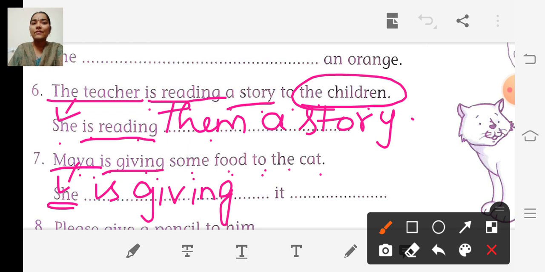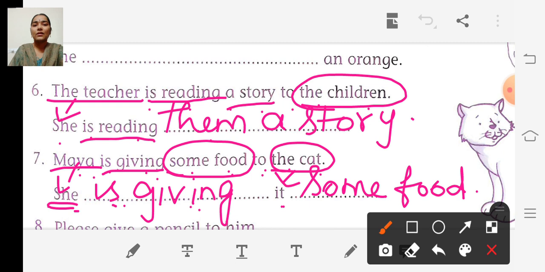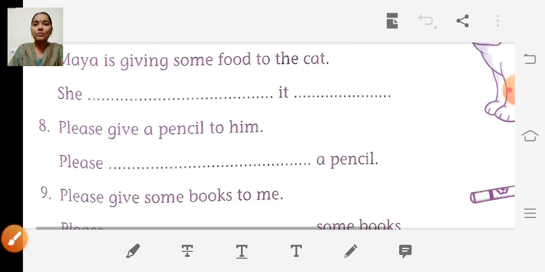To whom is she giving? The cat. So instead of the cat, they have written it. Okay. She is giving it. So what is she giving? Some food, isn't it? So she is giving it some food. Okay. Full stop. She is giving it some food. Okay. Shall we move on to the next one?